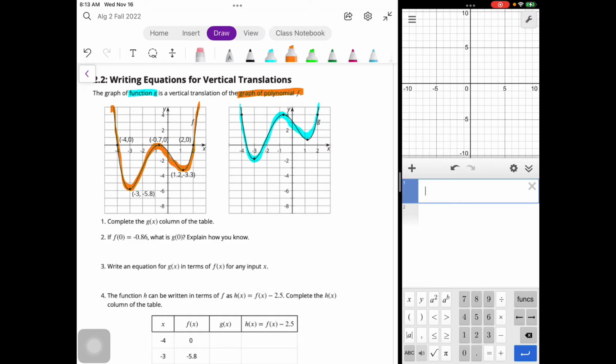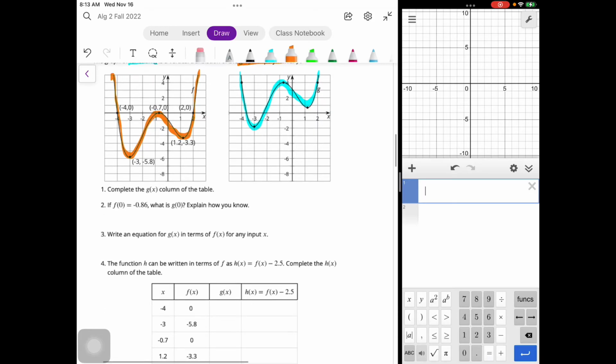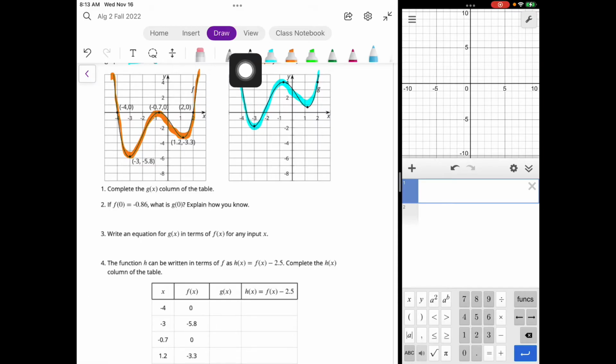All right, so we're going to complete the G column of the table. That's down here in number 4. So when x is -4, we can see that y is +4.